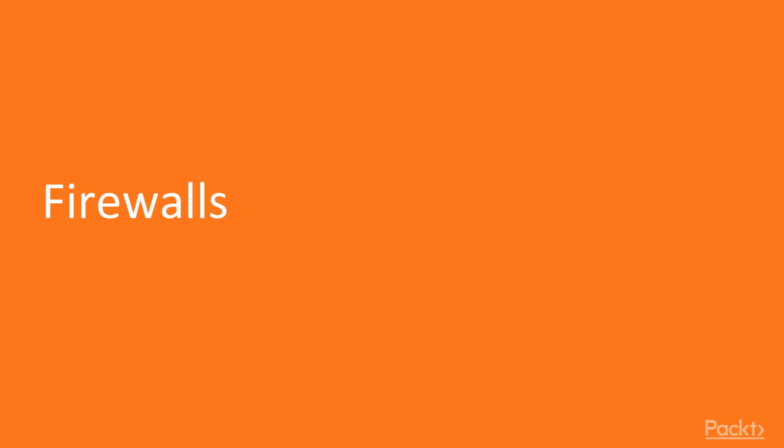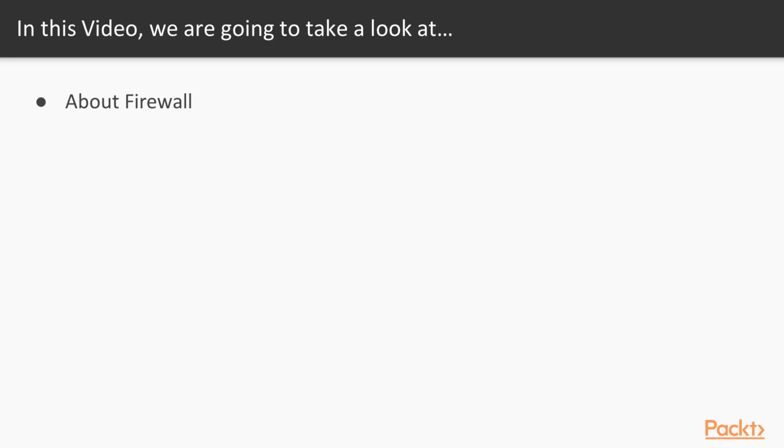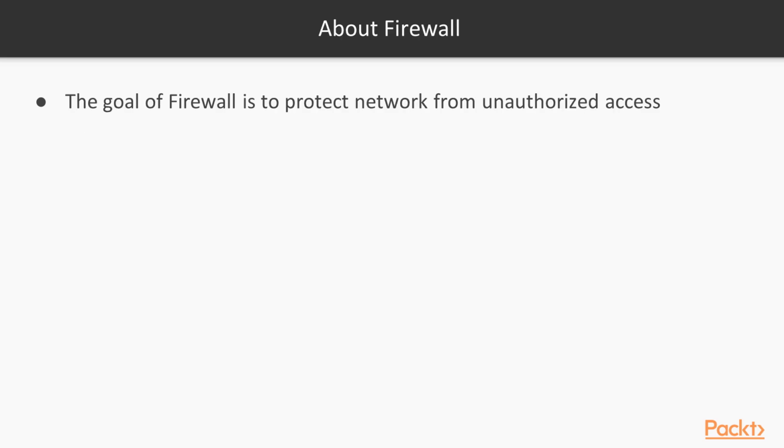So we are going to learn about firewalls and how they actually work. In this video we are going to take a look at a couple of points. For example, we will learn what a firewall is and how it works. We will learn how it works inside the Windows operating system and how you can block and enable ports inside the firewall. So if we talk about the firewall, what is the goal of a firewall?